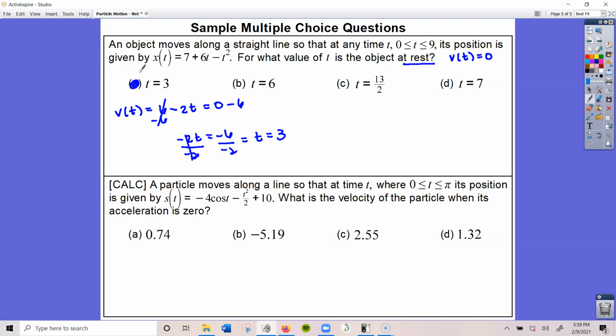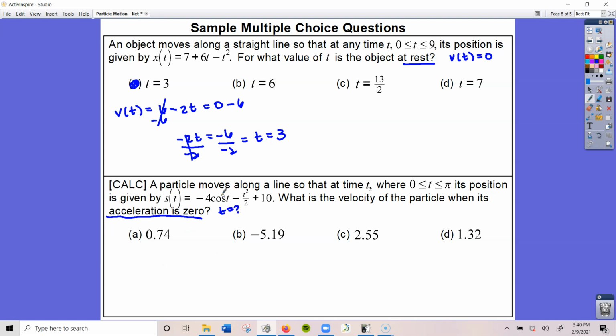Now for this last question here, this is a calculator question. A particle moves along a line so that at time t, where t is between 0 and pi, its position is given by s of t is equal to negative 4 cosine t minus t squared over 2 plus 10. What is the velocity of the particle when its acceleration is 0? So for this one, what we need to do is find out the time when the acceleration is 0. So this is the first thing that I need to figure out, is that t value.